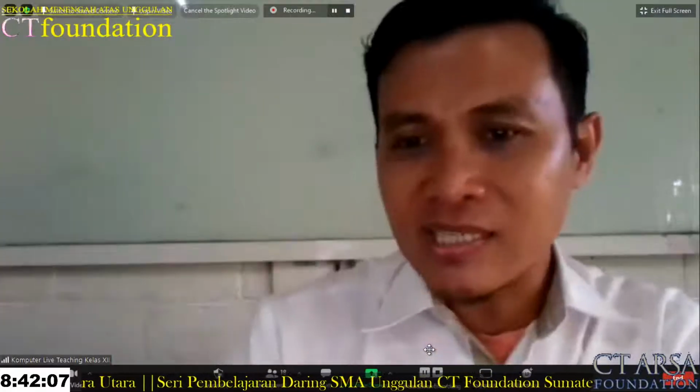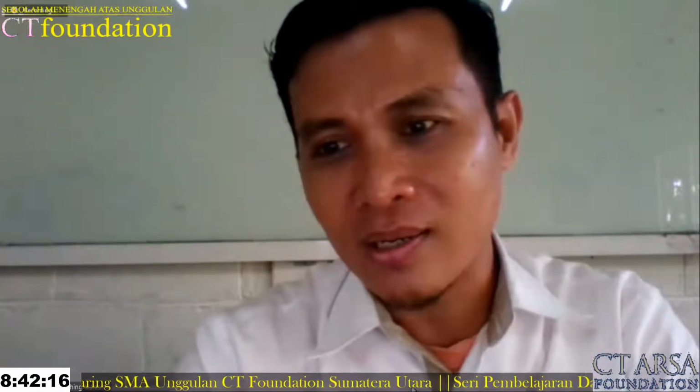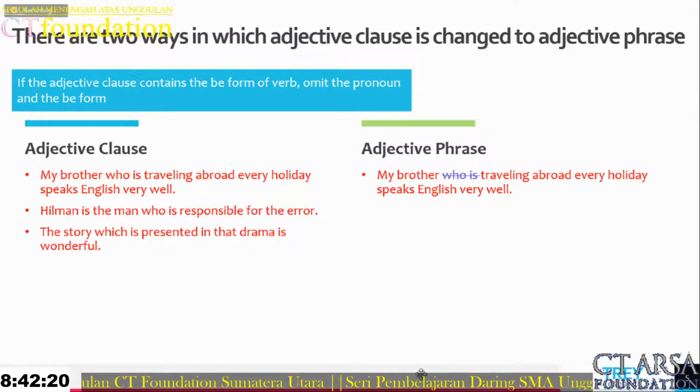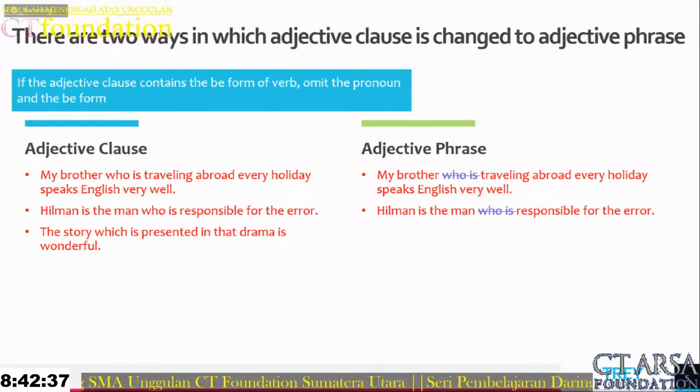And the adjective phrase, it's similar. You can translate like that too. My brother, young people traveling abroad every holiday: Dia ngomong bahasa Inggris dengan lancar. Similar. Okay, both are similar. The difference is the structure of the sentence. You got it, everybody? You understand? Yes, sir. Okay, so now this is sentence number 2.